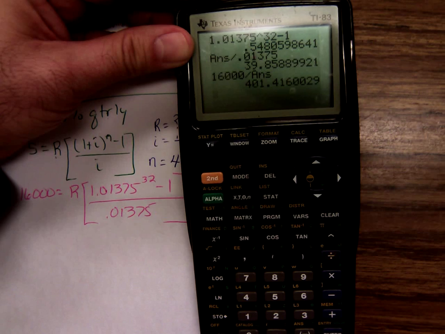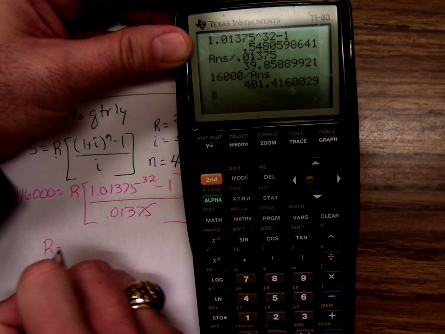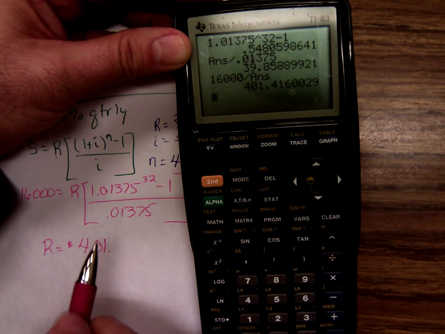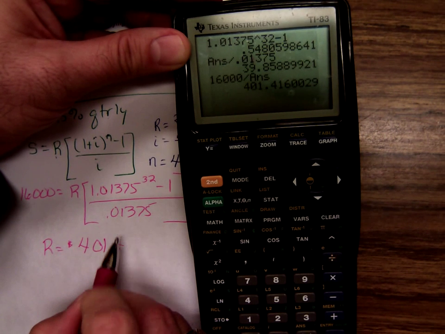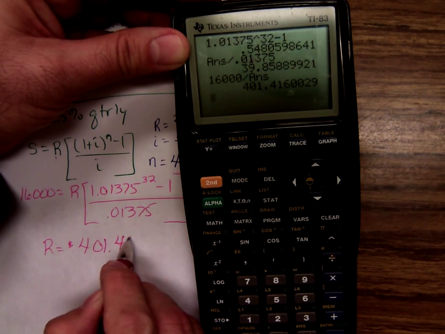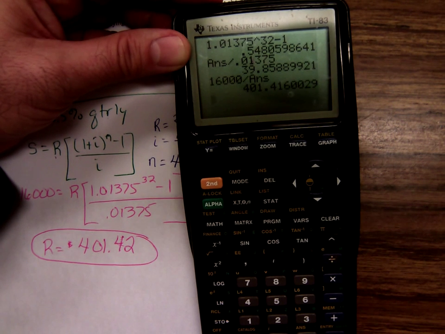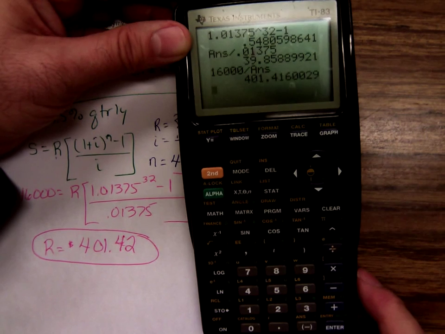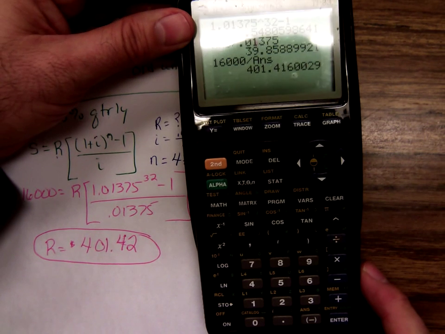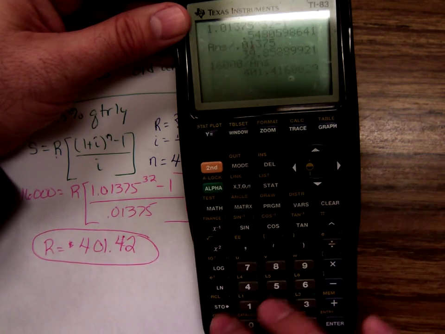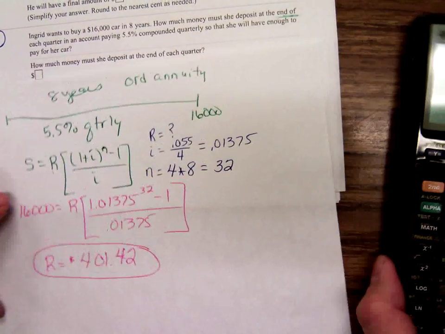401. I think this one, if I recall correctly, said to round to the dollars and cents. So we rounded as $401.42 is the amount that she should be saving in that account every quarter so that she'll have the $16,000 in 8 years.